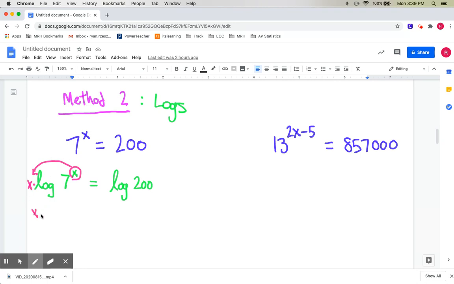Now my problem just says x times log 7 equals log 200. This log 7 and this log 200 are just decimals. I don't know what they are, but my calculator totally does. To get x by itself, I'm going to divide both sides by log 7.